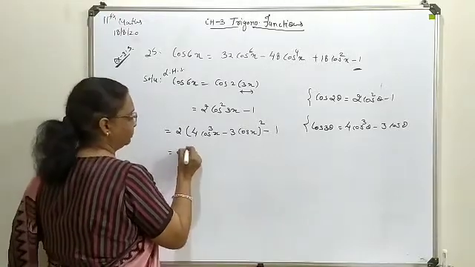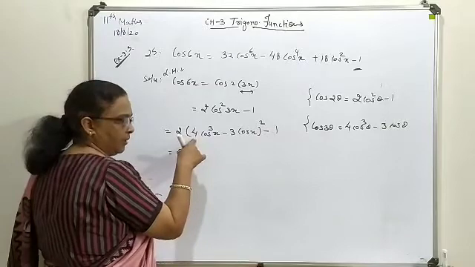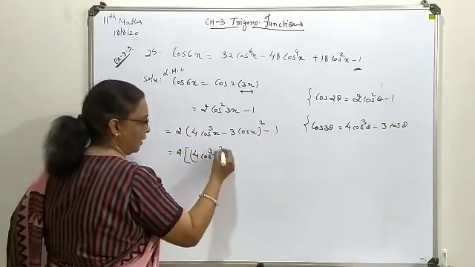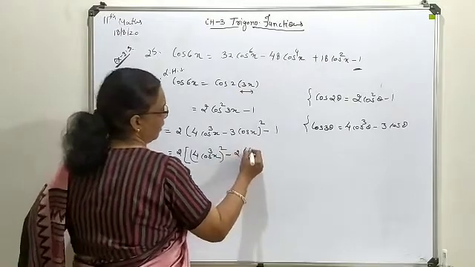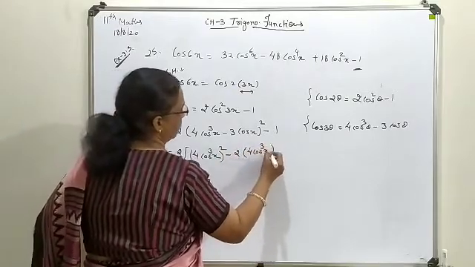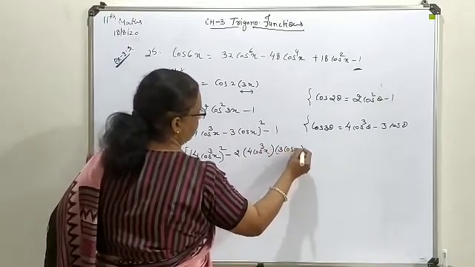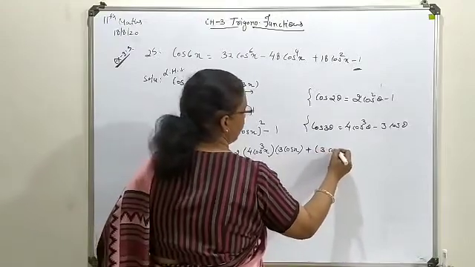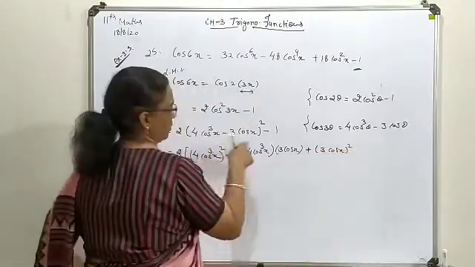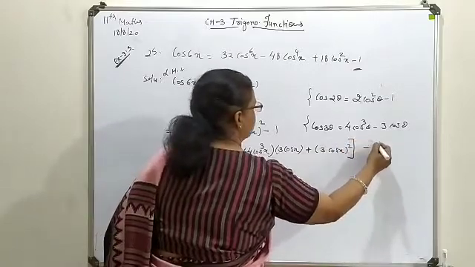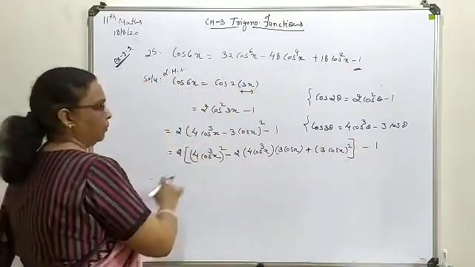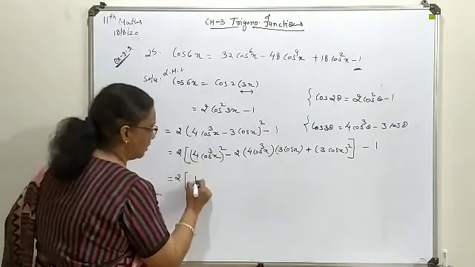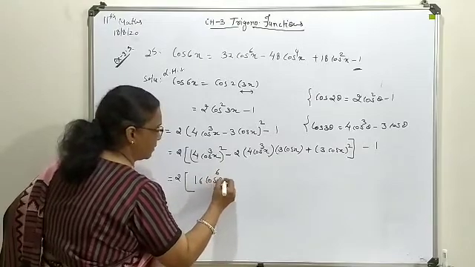It is your 2 into (4 square, or you can write as a formula form, this is your a square minus 2ab plus b square: 4 cos cube x into 3 cos of x, plus 3 cos of x whole square). Make this bracket close, minus 1 keep at the last. Now make them square or multiply. This will be your 16 cos 6x.